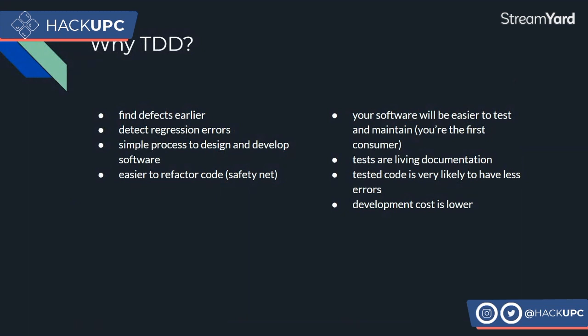TDD will help you find the defects earlier, and also will help you detect regression errors. Also, it's a simple process to design and develop your code, and it will be easy to refactor the code after you have some tests passing. Because when you have your test in green, which is that all the tests pass, you have a safety net. You have the freedom to destroy the code and do it again, or do modifications that will simplify it and make it more generally applicable. And if it passes, it means that you're not breaking anything. But if the test goes red again, you have the confidence to do a revert with the commit history and start over again, and you feel safe.